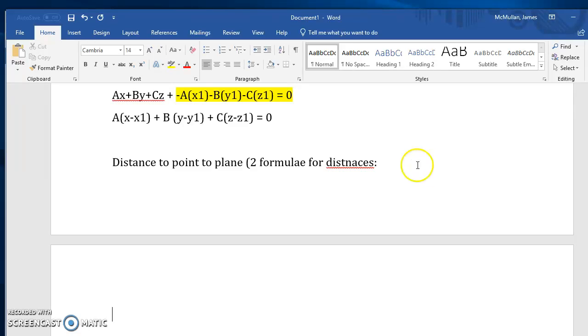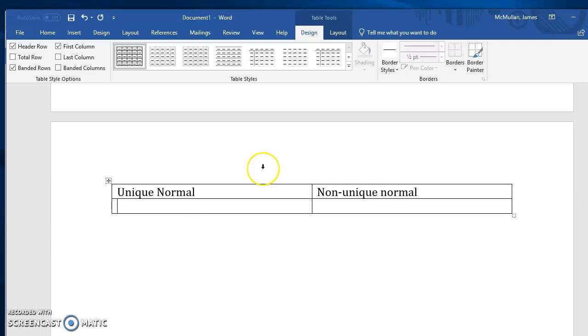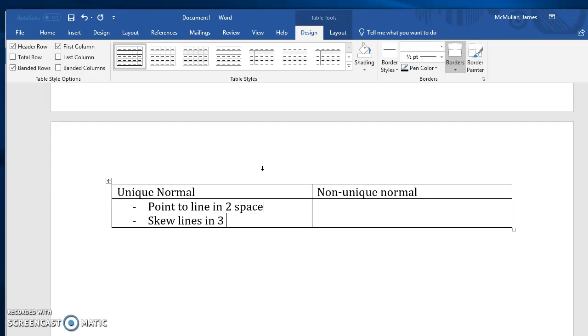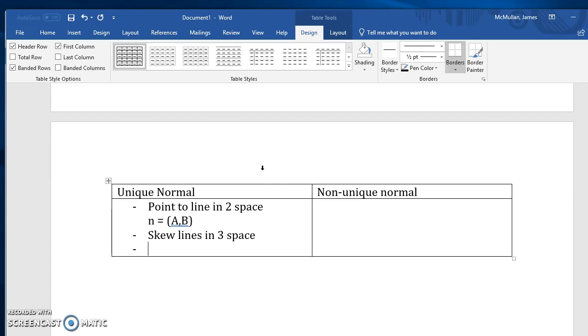If there is a unique normal, let's just put this in a chart again. So unique normal or a non-unique normal. Let's think of situations where there's a unique normal. Point to line in 2 space, right? Because in 2 space, of course, there is only one normal. Skew lines in 3 space. We can write underneath this, N is equal to AB, right? In 2 space, the normal is equal to AB for a line. Skew lines in 3 space, we have N is equal to M1 cross M2. You cross the 2 direction vectors to create the unique normal in 3 space.